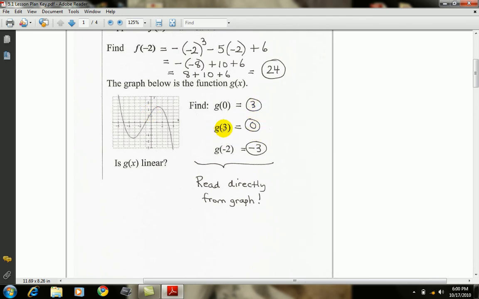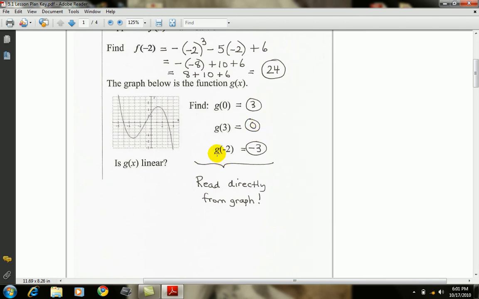Okay, g of 3, what's that equal to? Well, 3 is an x value, so I find it on the x-axis. When I find the number 3, I don't need to go up or down at all because my graph is already there. I'm already touching my graph. And what that means is I didn't have to go up or down at all. My y value is 0. I didn't go up, I didn't go down. So my y value stays neutral at 0.